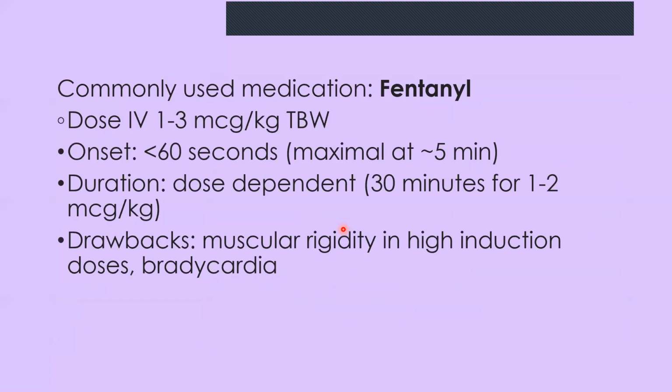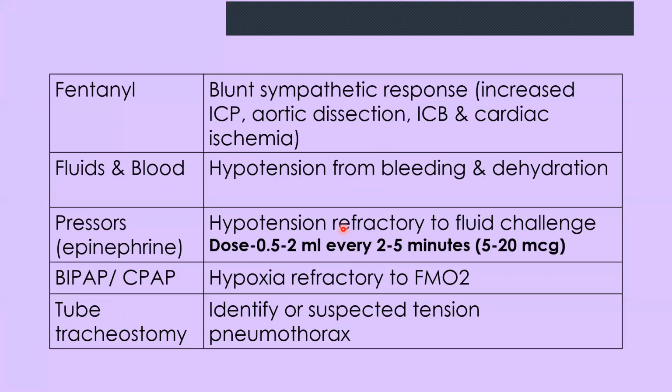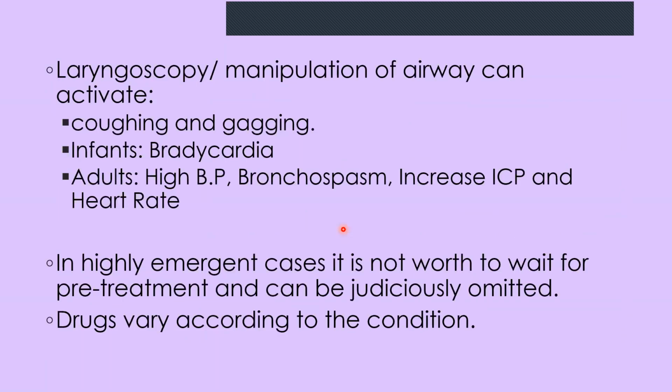So tujuan kita bagi opioid ni adalah mainly untuk blunt your sympathetic response. Okay, hanya condition yang high BP ni we need to blunt sebab when you insert your laryngoscope dia akan stimulate all your sympathetic response. Okay, sometimes dia akan shoot high BP sekejap semua tu. So anything high BP will cause harm to the patient. This is the condition that we need to consider fentanyl.